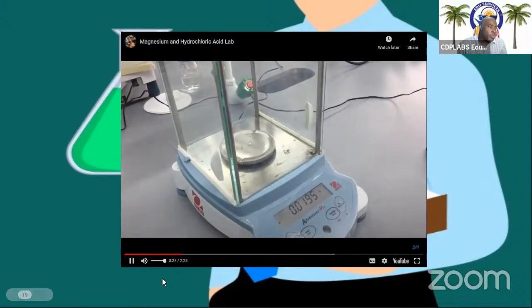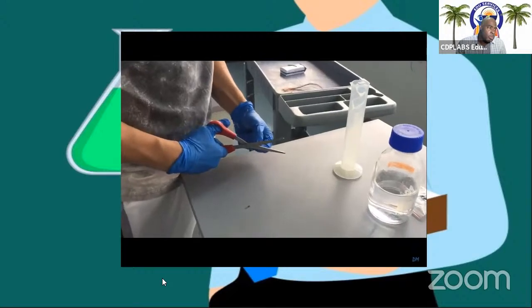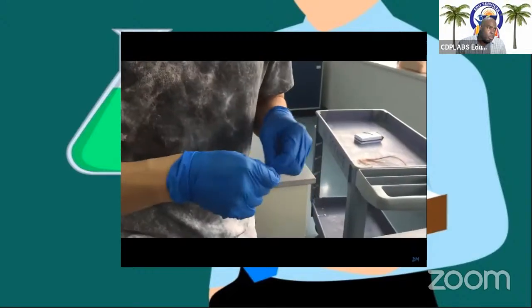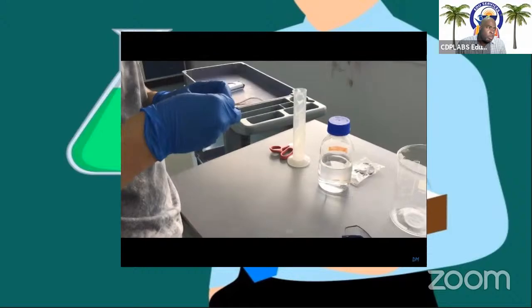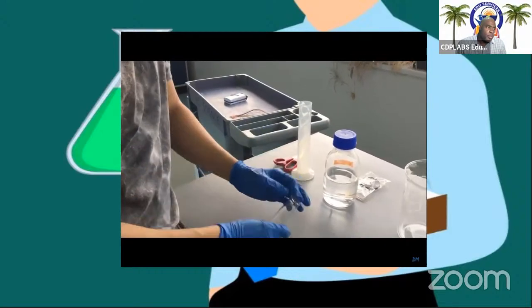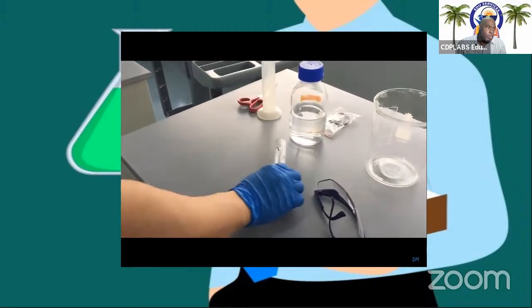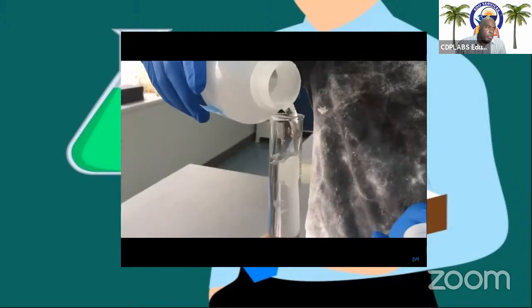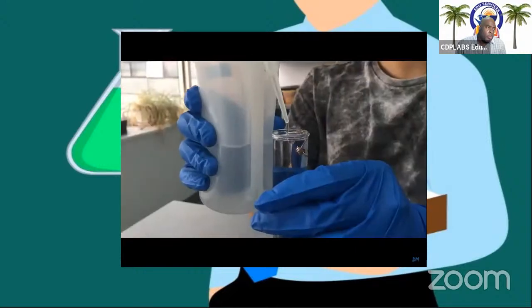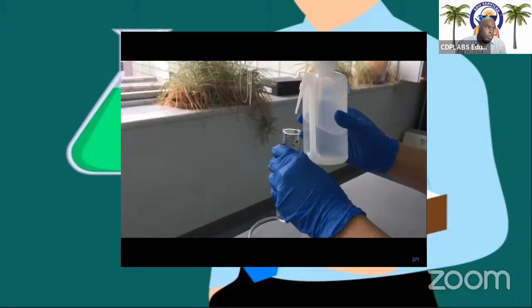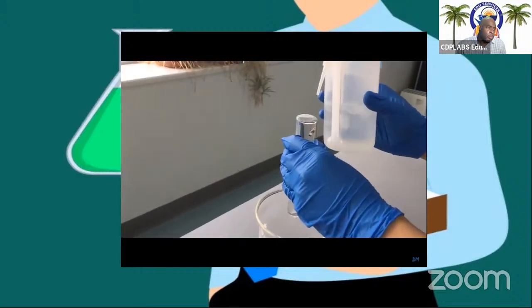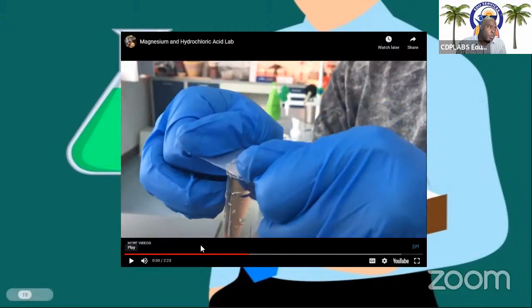And then you weigh the magnesium ribbon. And then you cut a piece of the copper wire and wrap it around the magnesium ribbon to secure the ribbon inside the test tube. Fill the test tube all the way with water. So note, the magnesium metal or ribbon is in a test tube of water.